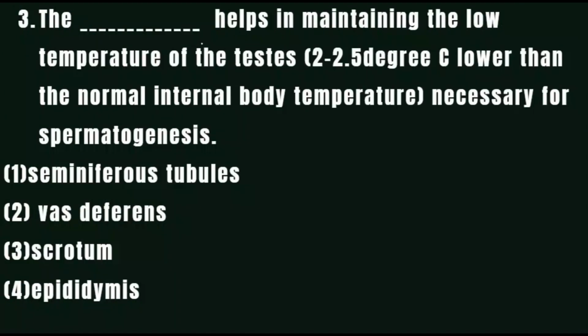Question number 3. The dash helps in maintaining the low temperature of the testis, around 2 to 2.5 degrees Celsius lower than the normal internal body temperature necessary for spermatogenesis. So what helps in maintaining the low temperature of testis amongst these options? Option 1, seminiferous tubules. Option 2, vas deferens. Option 3, scrotum. Option 4, epididymis. The answer is option 3, scrotum.